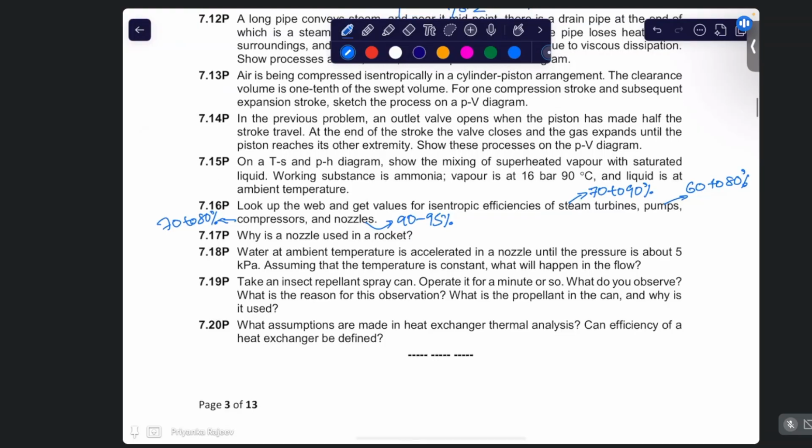Now, next question, why is a nozzle used in a rocket? So a nozzle is used in a rocket because we have to accelerate the combustion flue gases to a very high velocity. Rockets need thrust, right? Thrust is momentum change. Momentum change means velocity change. If there is a high velocity change, then there will be a high momentum change that will give you the necessary thrust. So that is why we are using a nozzle. Usually we will be using a CD nozzle because we have to achieve a supersonic exhaust speed.